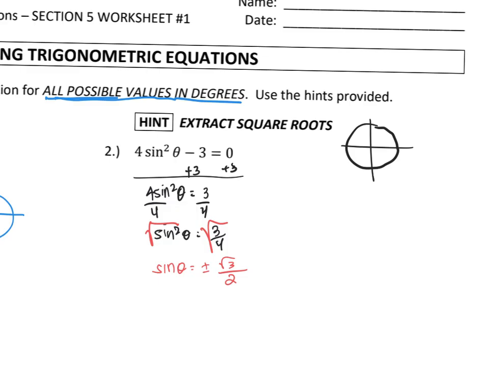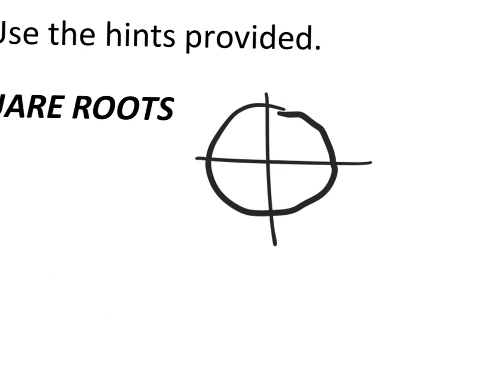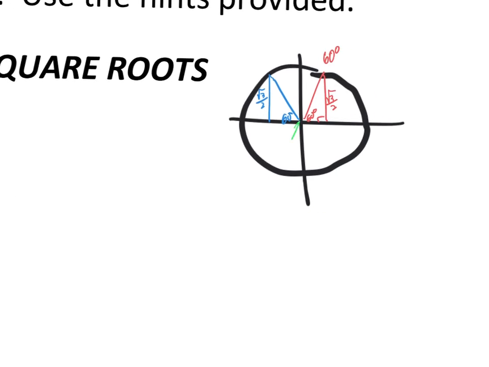Where is sine equal to root 3 over 2 on the unit circle? Well, I like to draw it out, or you can think of it in your head. That would be at 60 degrees. But it would also occur in the second quadrant as well. There's also a positive root 3 over 2 there. Okay, but we were doing plus or minus root 3 over 2. So it's actually going to occur in all quadrants.